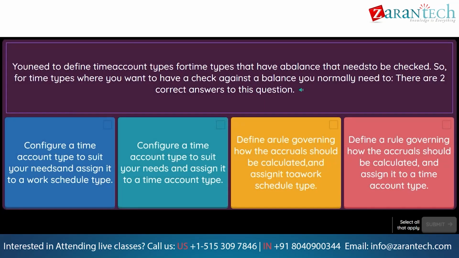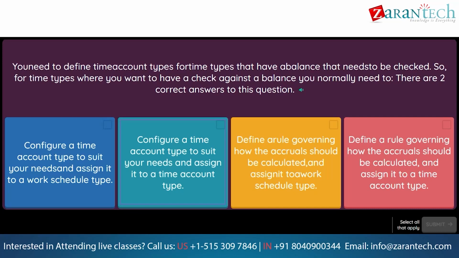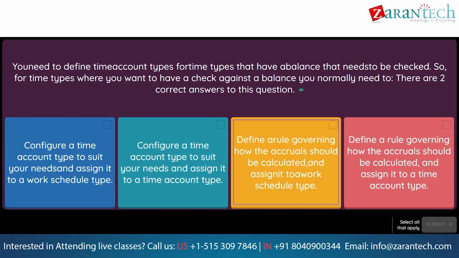Question: you need to define time account types for time types that have a balance that needs to be checked. So, for time types where you want to have a check against a balance, you normally need to... There are 2 correct answers to this question. Option 1, configure a time account type to suit your needs and assign it to a work schedule type. Option 2, configure a time account type to suit your needs and assign it to a time account type. Option 3, define a rule governing how the accruals should be calculated and assign it to a work schedule type. Option 4, define a rule governing how the accruals should be calculated, and assign it to a time account type.